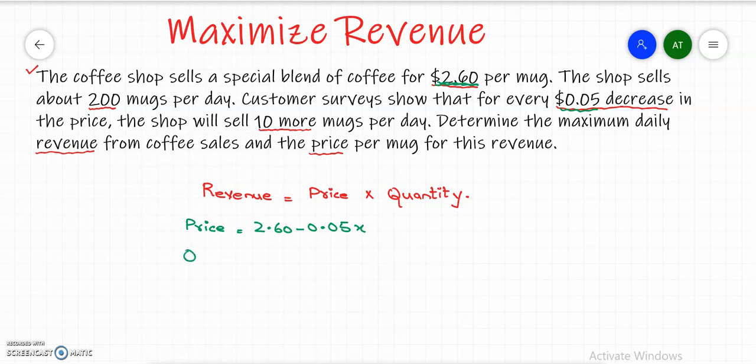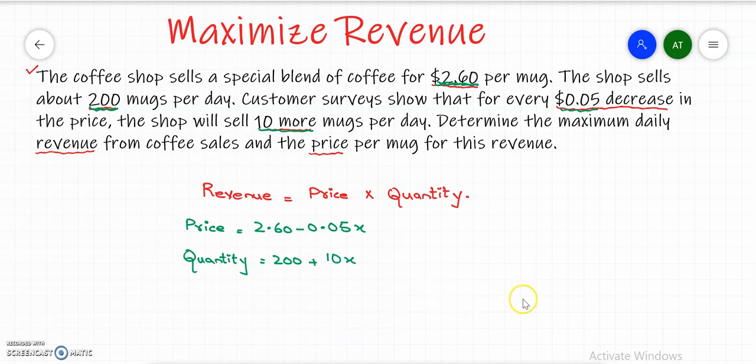Now the quantity. Before, the quantity is 200 mugs per day. So that would be 200, and after reducing the price, 10 more mugs per day. So plus 10x, and x represents the number of price decreases, right?